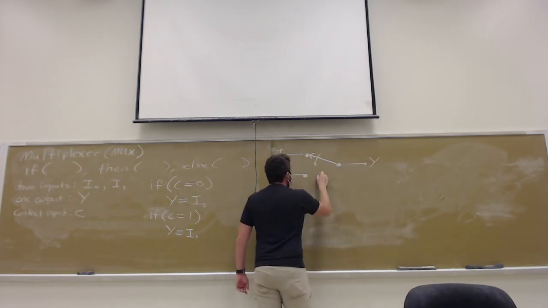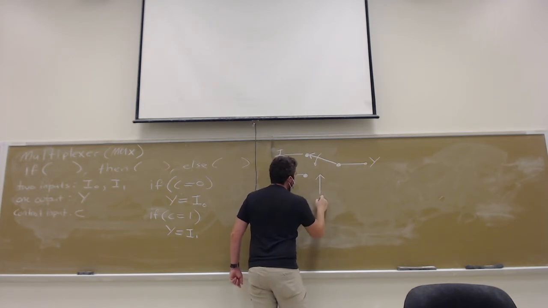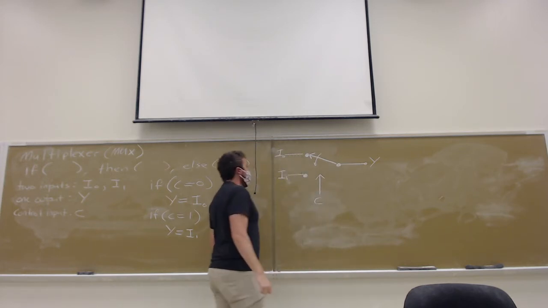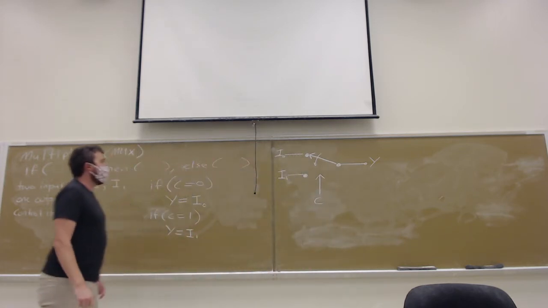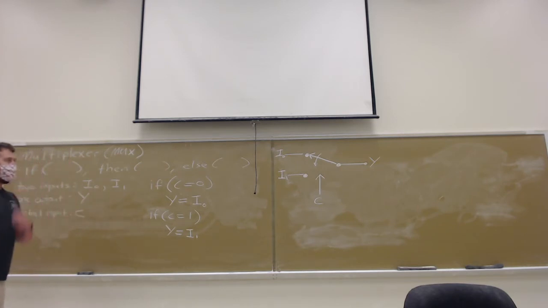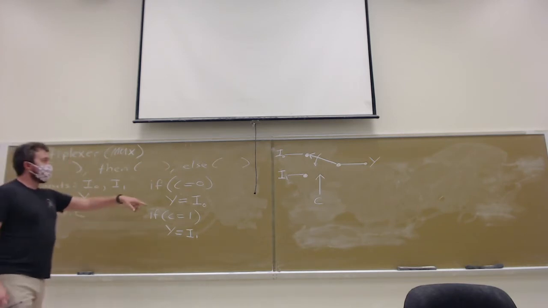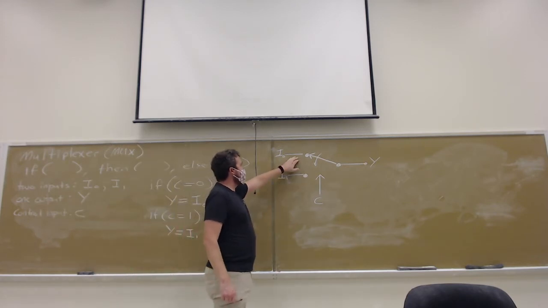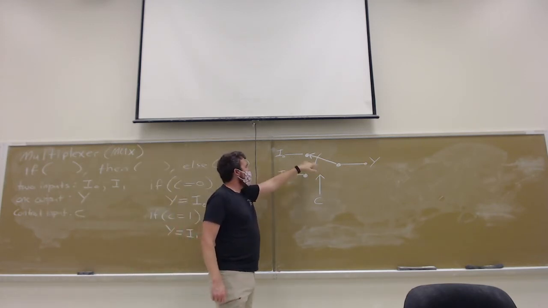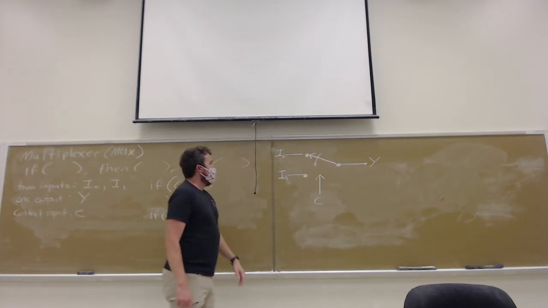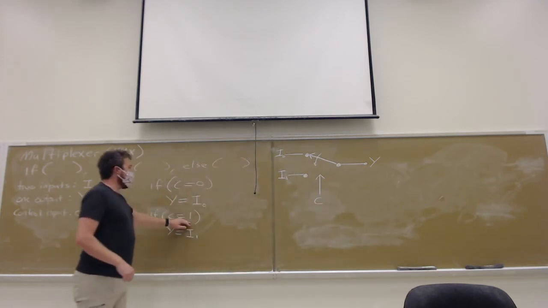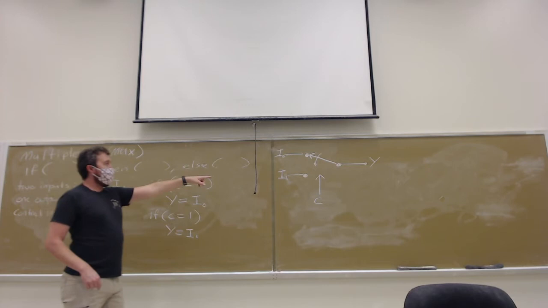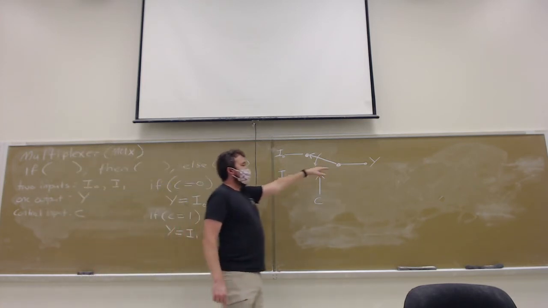And we output Y, and we use the Boolean variable C to indicate the switch. So if C is equal to 0, then no power is applied to the switch, and it will stay in its position connected to I sub 0, and I sub 0 will feed out to Y. If we apply a signal to C, if we set C equal to 1, then the switch clicks over to I sub 1, and then I sub 1 is fed to Y.